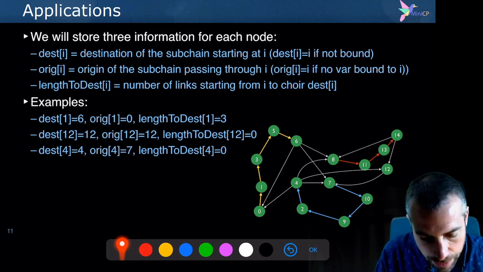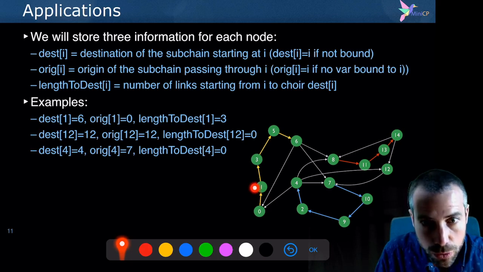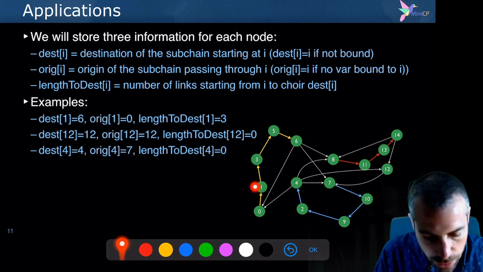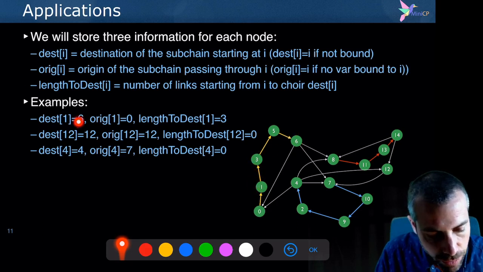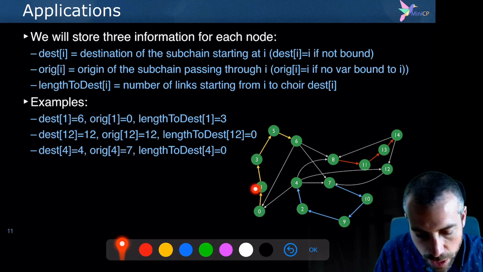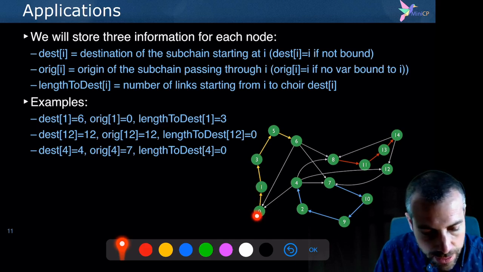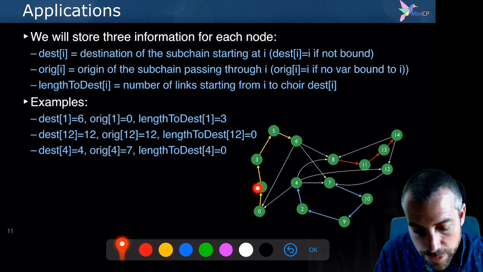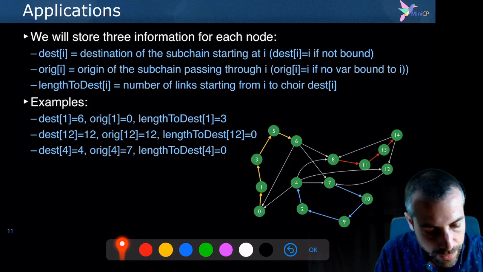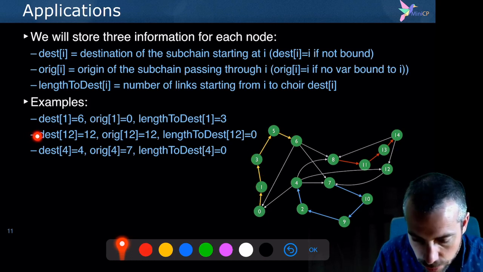If I take node 1, the destination of node 1 is 6, because the longest subchain that you can create starting from 1 goes up to 6. The origin of node 1 is 0, because the subchain was starting here, and the length to destination is 3, because starting from 1 you can go through 3 hops: 1, 2, 3. Let's take another one, 12.